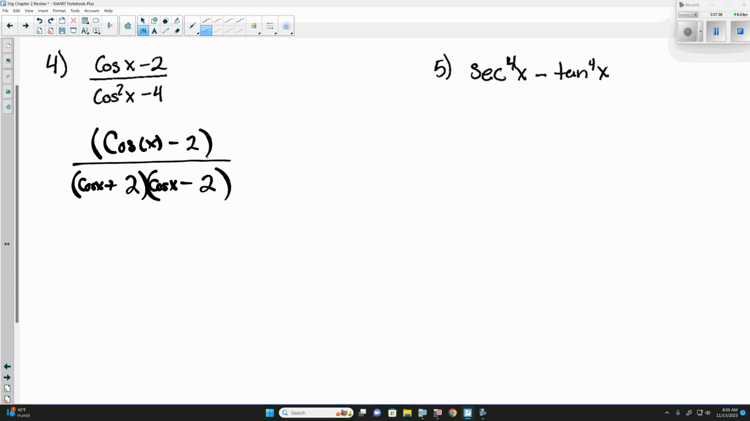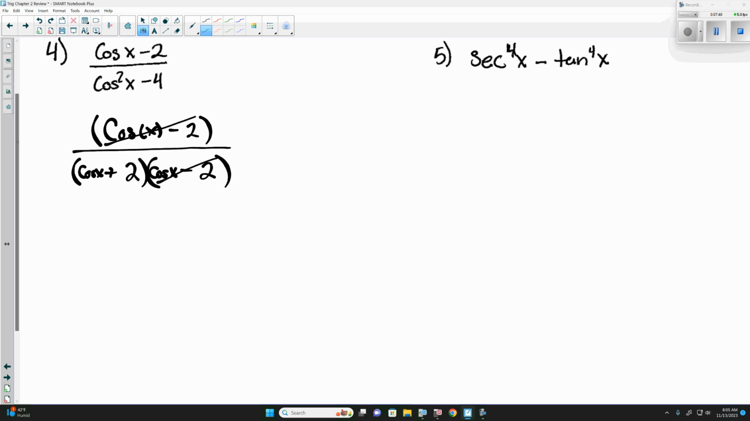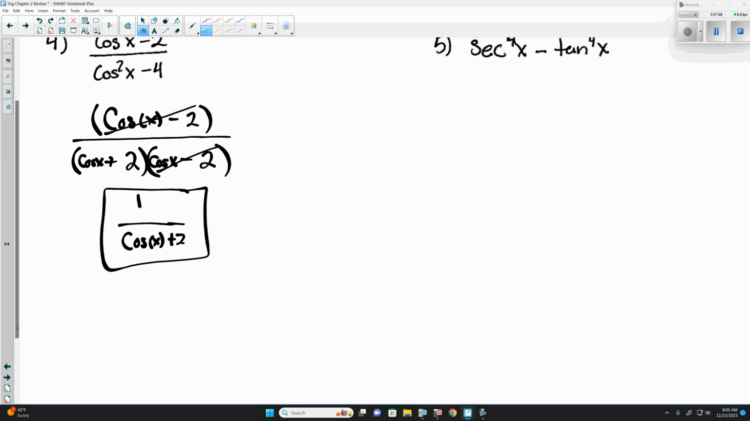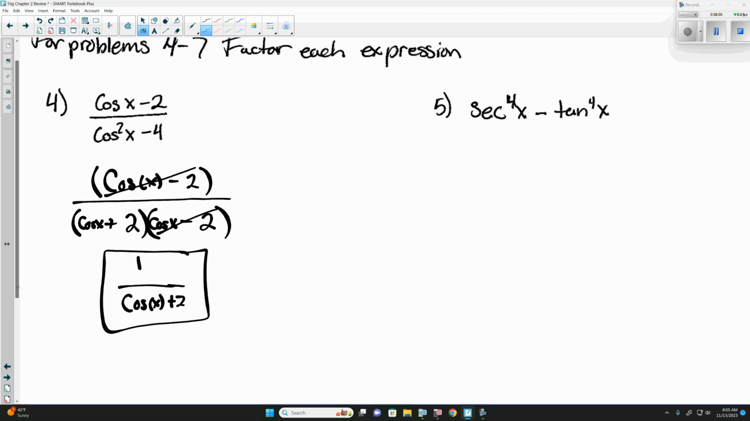Now at this point here, we do have something in common on top and bottom, cosine of x minus 2, which will simplify out, leaving us with 1 over cosine of x plus 2. And that's it. It's not asking us to go any further than this because we'd have to do a lot more to make it simpler than this here. Questions on this here?